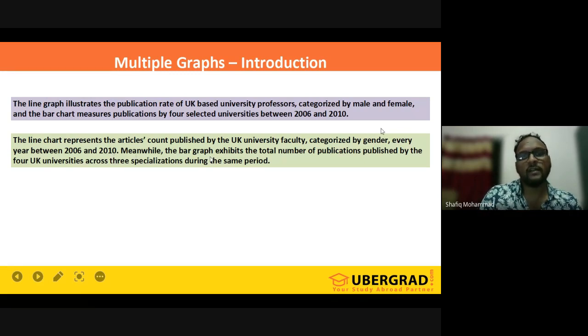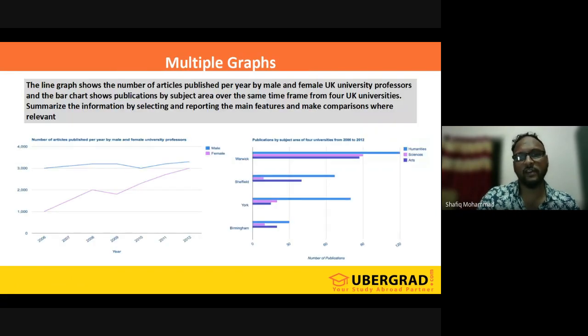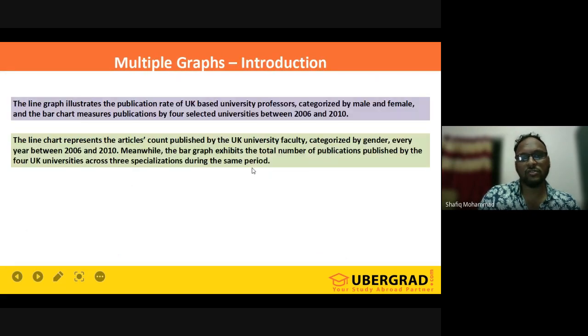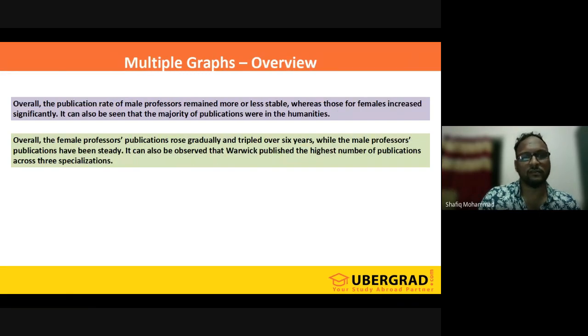Yes. Meanwhile, the bar graph exhibits the total number of publications published by the UK universities across the three specifications during the same period. Now he's talking about the bar graph. Instead of saying between 2006 to 2010 again, it will be monotonous, right? So during the same period. So how beautifully he has given it. So it is introduction. Okay, now overview.